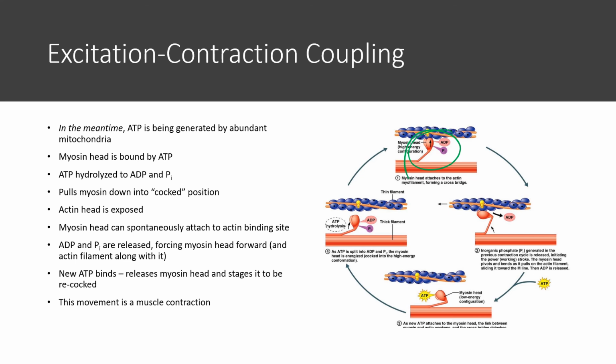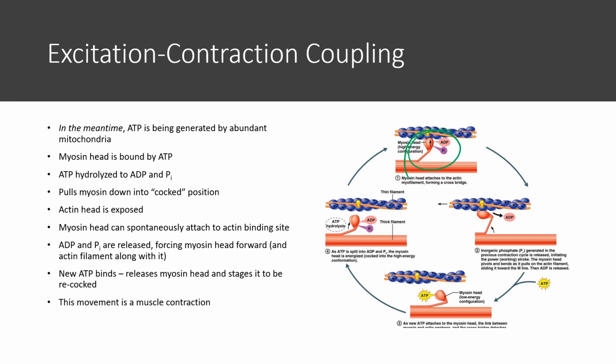The actin binding site is exposed because of the calcium that's been rushed in. And so because the actin binding site is exposed and the myosin head is cocked and ready to go, and they're close to each other, they're just going to spontaneously bind. They're attracted to one another like magnets, kind of. So they're going to spontaneously bind because they're both exposed and they're next to each other.